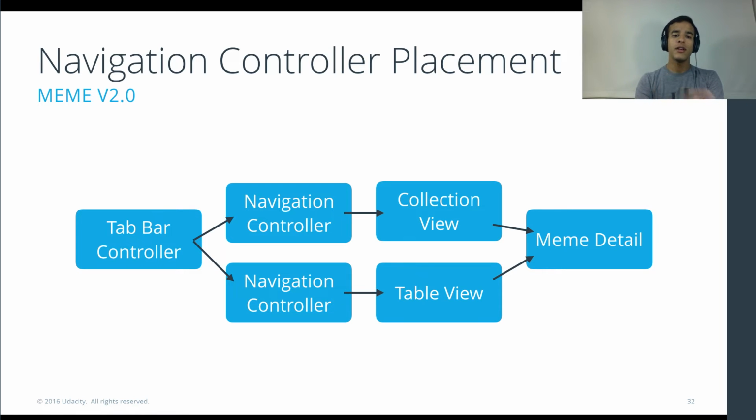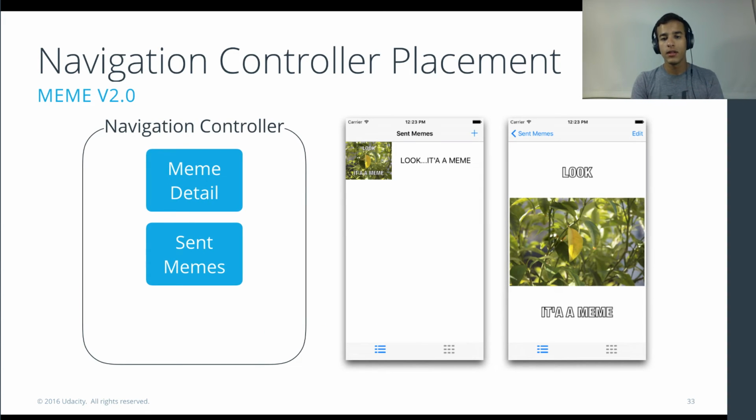Okay, now let's look at a slightly different layout. So here, instead of starting with a navigation controller, we start with a tab bar controller. And each of the views in the tab bar has its own navigation controller. This is laid out the same way, but when we click on the collection view cell or the table view cell, we're going to see the difference it creates.